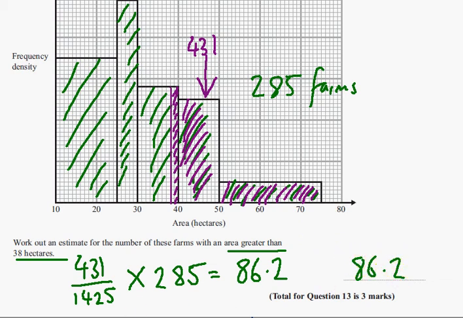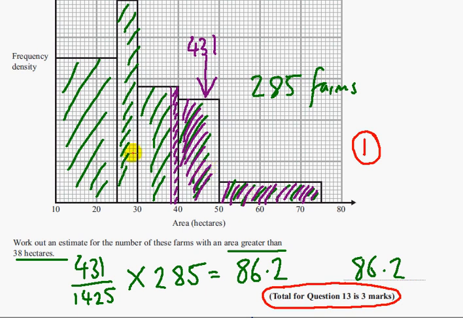So question 13 is worth 3 marks. Let's have a quick look how you get those marks. The first mark comes from attempting to find the whole area of 1,425 squares. Now, you've got 5 bars here. Providing you've calculated at least 3 out of 5 of these bars correctly, then you'll get the first mark for trying to find the total area.